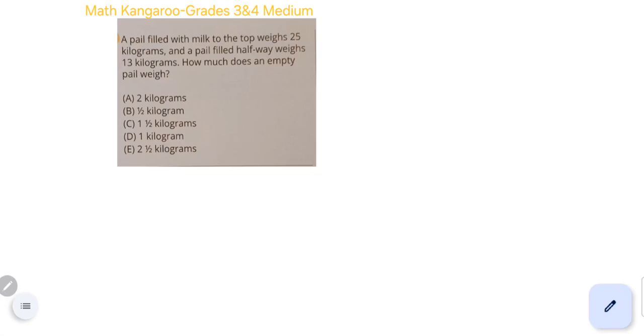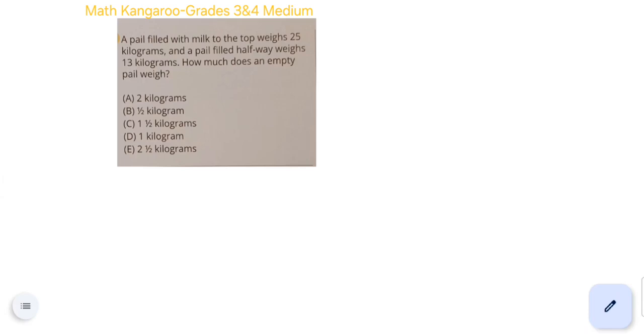In this video, we'll solve more math kangaroo problems. So, let's start. Our first problem here says, a pail filled with milk to the top weighs 25 kilograms and a pail filled halfway weighs 13 kilograms. How much does an empty pail weigh?